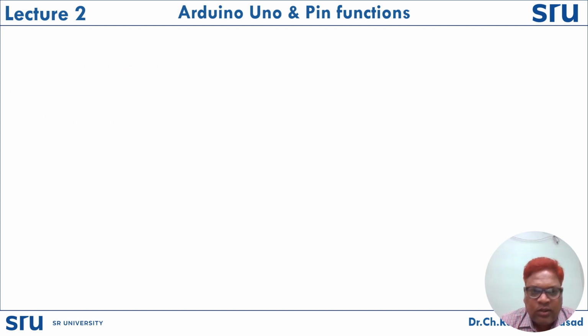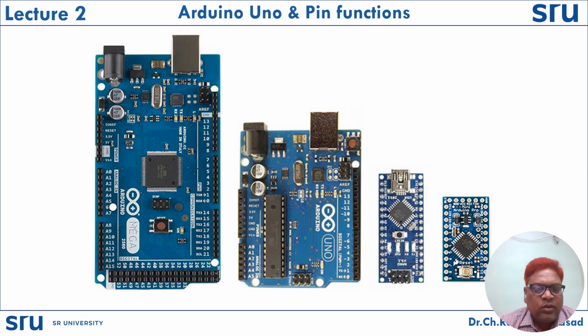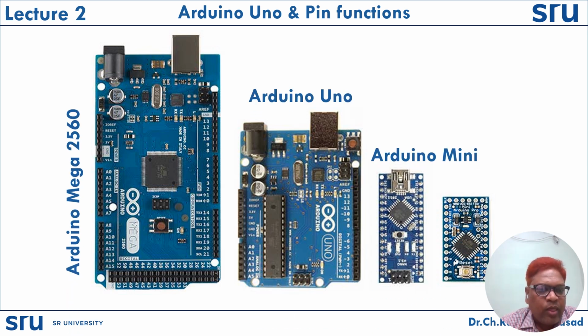Let us see some of the boards available in the market. Here I have presented only 4 boards, but Arduino provides several boards. Let us see the boards I have represented here: Arduino Mega 2560, Arduino Uno, Arduino Mini, and the last one is Arduino Nano. These are the 4 boards which are normally used in most of the projects in laboratories.